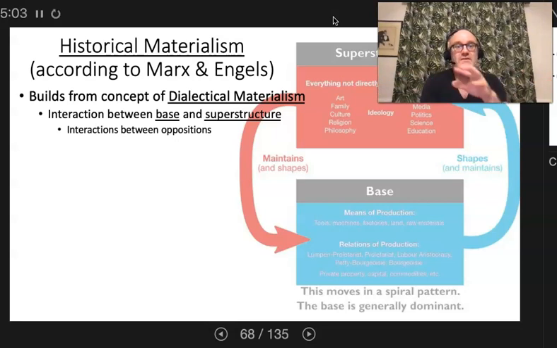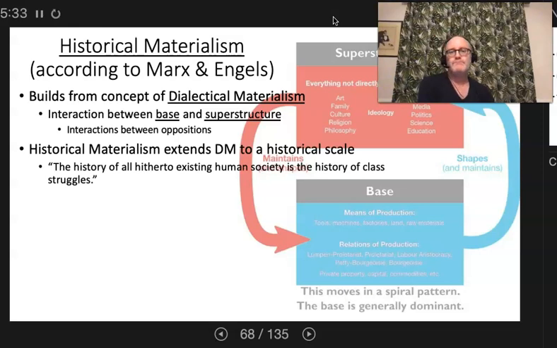So this idea of the base and superstructure interacting can occur in any one historical moment, right? But once you chart the evolution of that relationship through history, then you've moved from dialectical materialism to historical materialism. This is where Hegel comes in, the opposites: thesis, antithesis, synthesis. That's dialectics, right? Okay, so that's just what I said, that historical materialism is dialectical materialism on a historical scale.